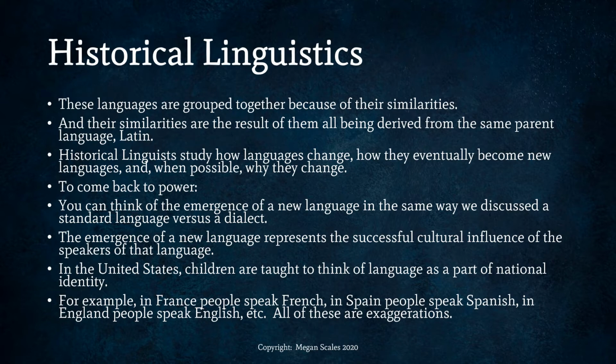In the United States, children are taught to think of language as part of a national identity. For example, we are taught to think that in France, people speak French, in Spain, people speak Spanish, in England, people speak English, etc. But all of these are exaggerations.